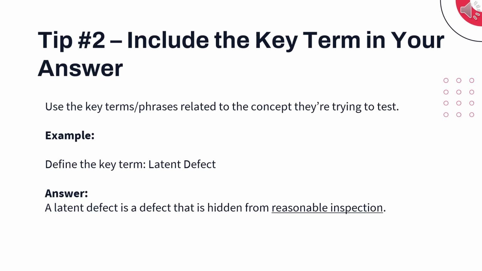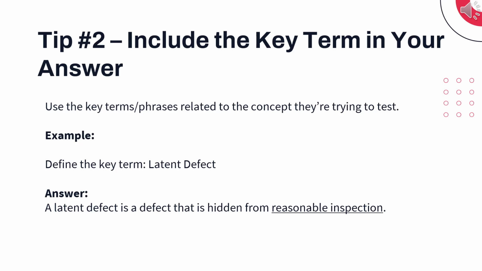To help with this, we've included a glossary of key terms in our insurance licensing courses, which lists each key term you need to know, along with its correct definition. Here's an example question to help us understand this a little bit better. Define the key term latent defect. The answer is, a latent defect is a defect that is hidden from reasonable inspection.